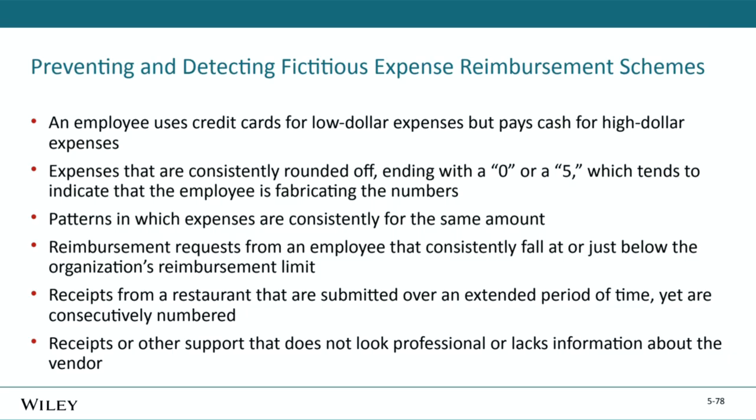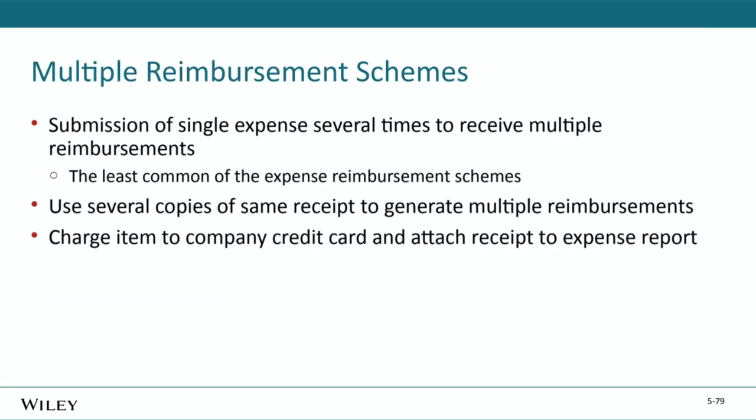Okay. The multiple reimbursement scheme. Submit a single expense several times to receive multiple reimbursements. It's the least common of the schemes. So use several copies of the same receipt to generate multiple reimbursements. Or charge an item to a company credit card, so the company's paying for it on the credit card, but then take that receipt and submit it for reimbursement to yourself as if you put it on your personal credit card.